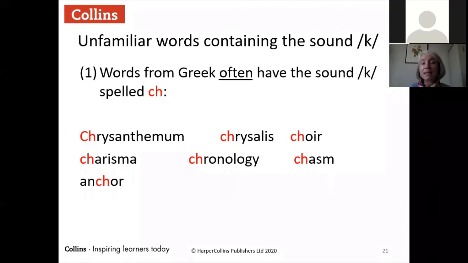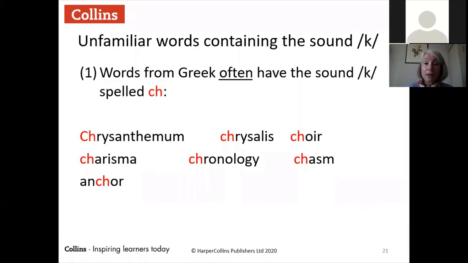Unfamiliar words containing the sound K. Again, there are several different ways of spelling the sound K in English. C, the grapheme C, the letter C, is the most common. So for cake, let's just use cake as an example.